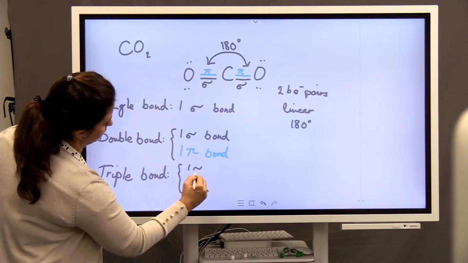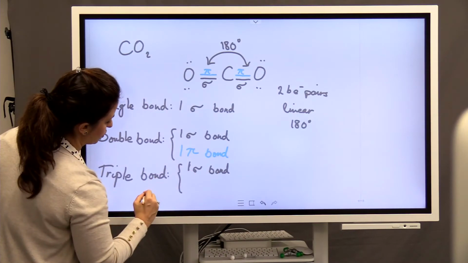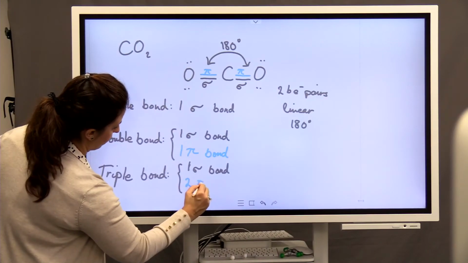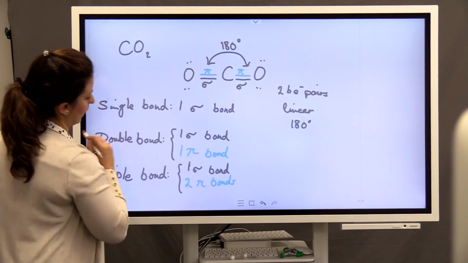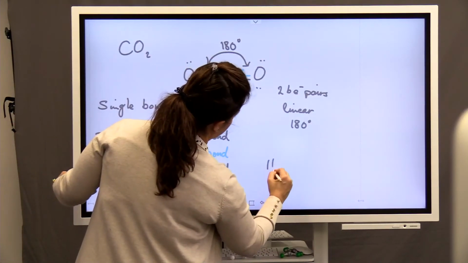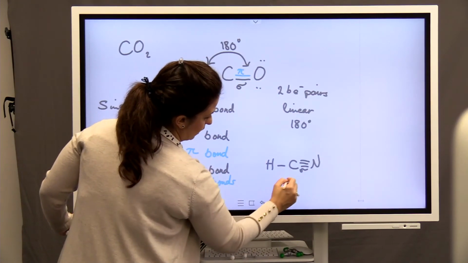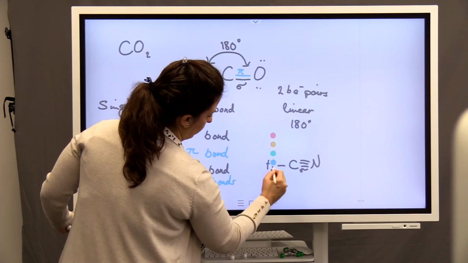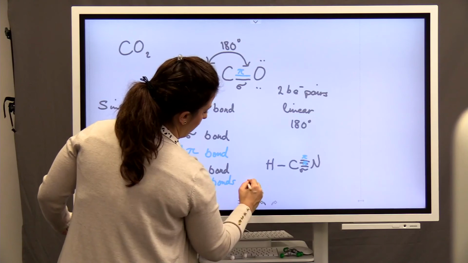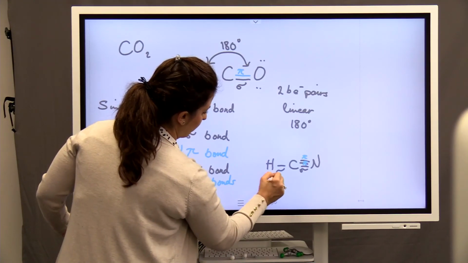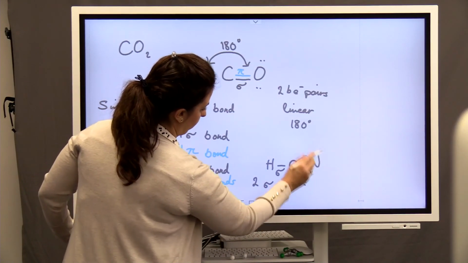you will have one sigma. In any case, you just have one sigma bond. And what do you expect for a triple bond? 2 pi bonds. So a molecule like HCN, this is one sigma. One of them is pi, another one is pi. So how many total sigma and pi bonds do you have in a molecule like HCN? 2 sigma and 2 pi.